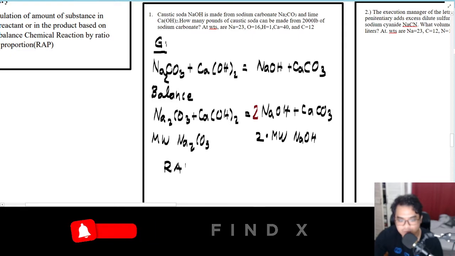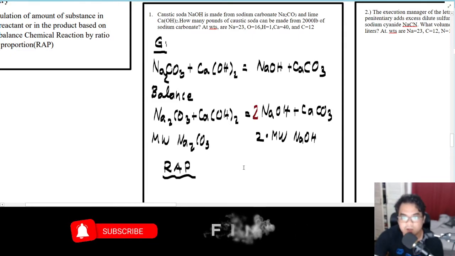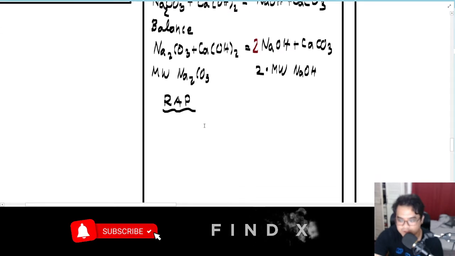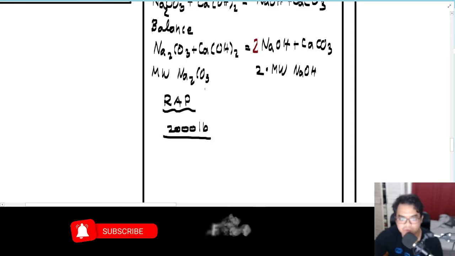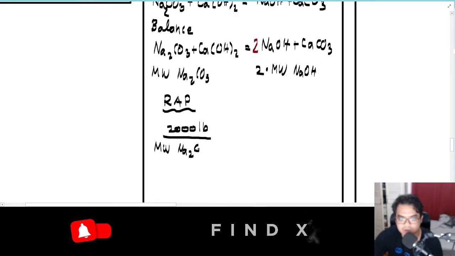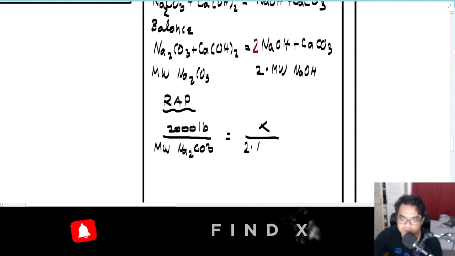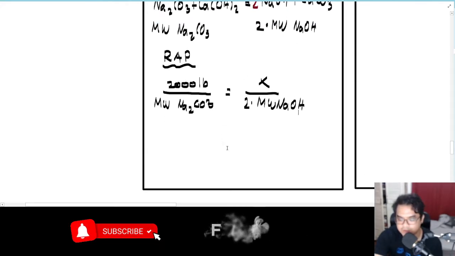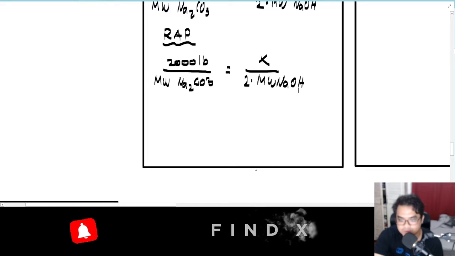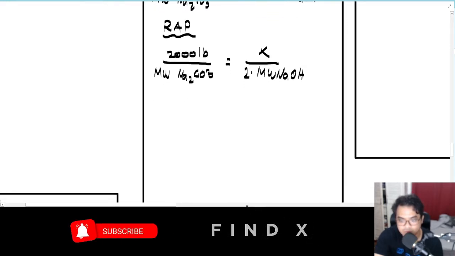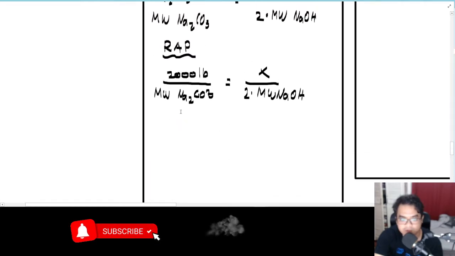Setting up the ratio and proportion, we have 2,000 pounds of sodium carbonate. So sodium carbonate is the molecular weight of Na2CO3. This must be equal to the X of the caustic soda, but you have to times 2 of the molecular weight of NaOH. There you go. So first off, we have to get the molecular weights.